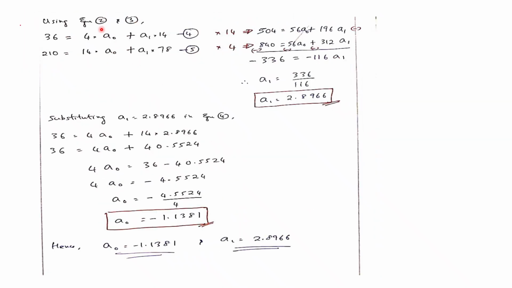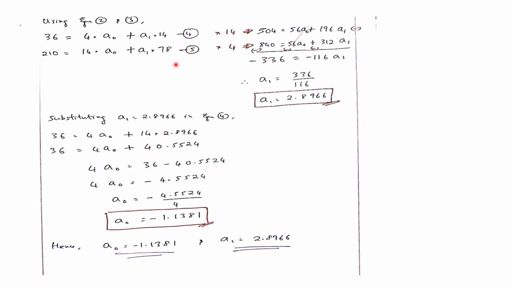So in 2 and 3 we have substituted the values already. Equation 2 becomes 36 is equal to 4 into a0 plus a1 into 14. These are all after substituting the values from the table. Equation 3 becomes 210 is equal to 14 into a0 plus a1 into 78. You call these equations 4 and 5 respectively.